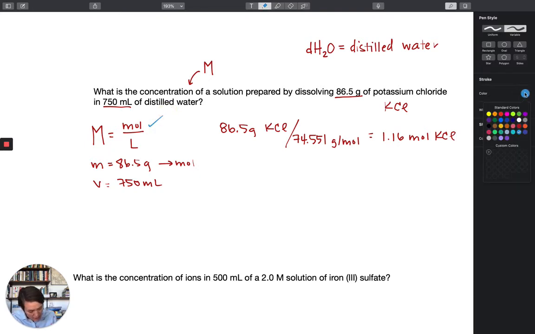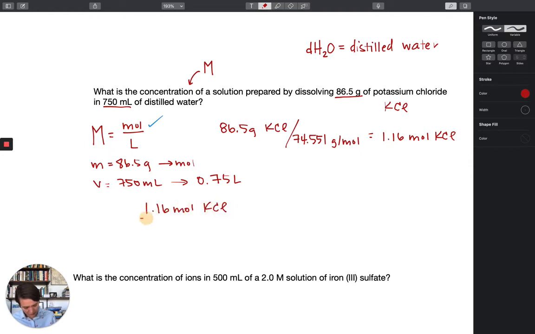Now we also need to convert our volume to liters. So again, at this point in the semester, you should be able to look at 750 milliliters and immediately say, okay, that's 0.75 liters. Molarity is mole over liters, so I have 1.16 mole of KCl over 0.75 liters.